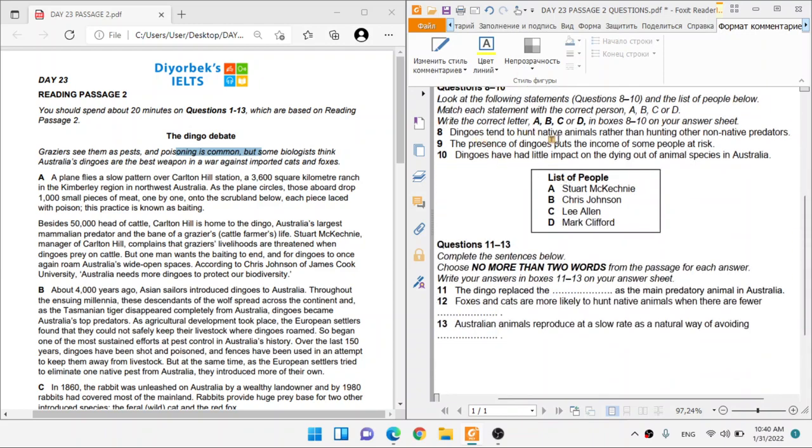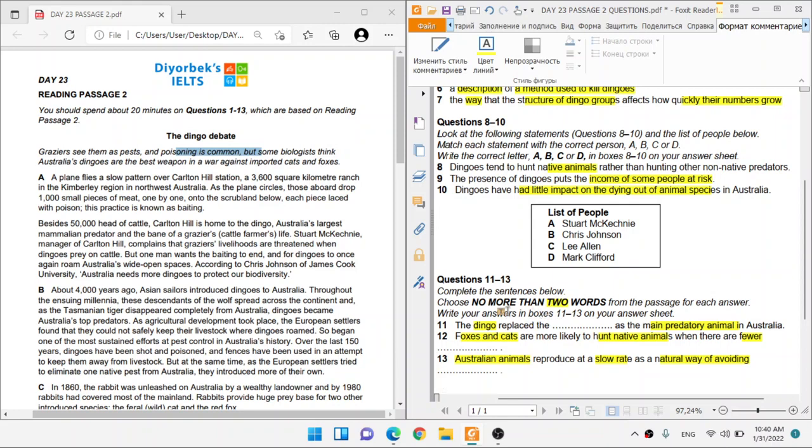The dingoes tend to hunt native animals rather than other non-native animals. The presence of dingoes puts the income of some people at risk. Dingoes have had little impact on the dying out of animal species in Australia. Stuart McKinney. Interesting, we have four people but three statements. The dingo replaced something as the main predator animal in Australia, no more than two words. Foxes and cats are more likely to hunt native animals where there are fewer something. Australian animals reproduce at a slow rate as a natural way of avoiding something.